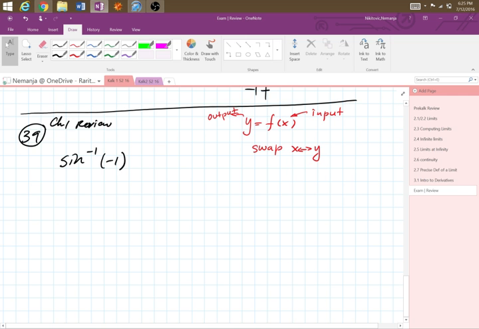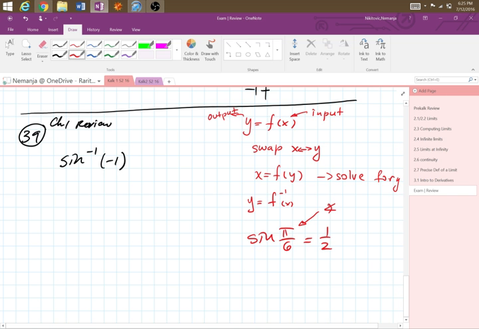So y is equal to f of x. X is input, y is the output, and then swapping x and y brings us into inverse, right? Where you get x is equal to f of y, and then you solve for y. You get y equals f inverse of x now, which is the inverse. So with that being said, when you say sine of pi over 6 is equal to 1/2, this thing over here is the angle, and the output is the number. If you have the inverse sine, then the number has to be the input and the angle is the output.